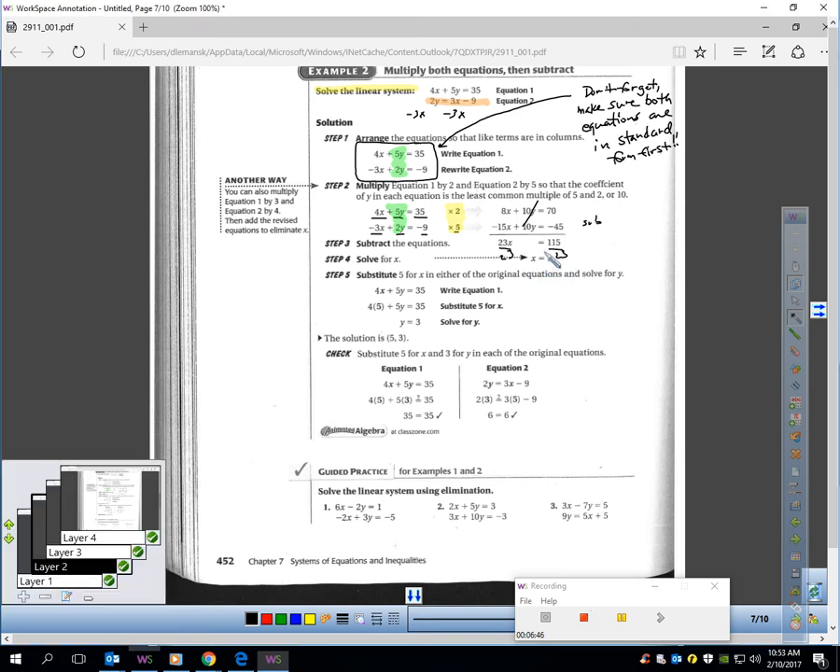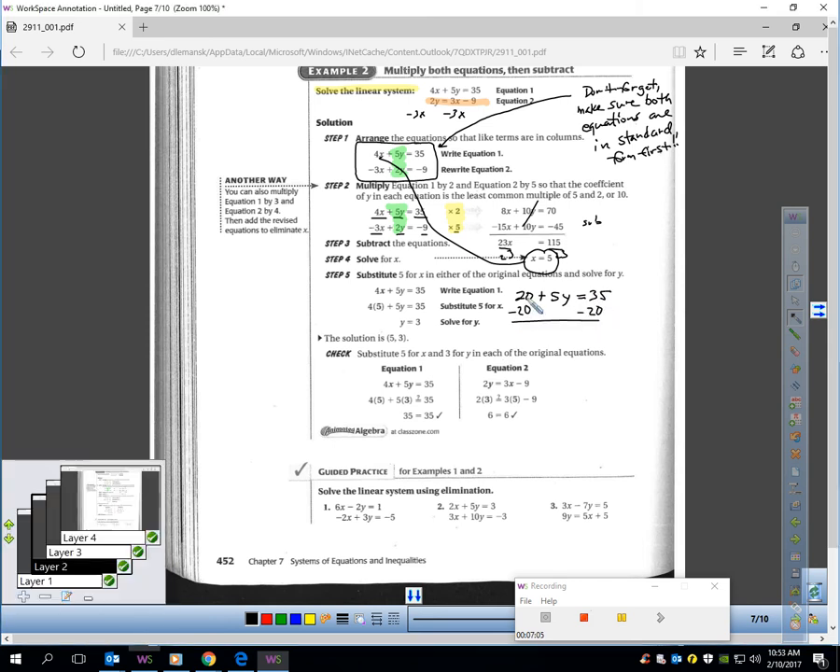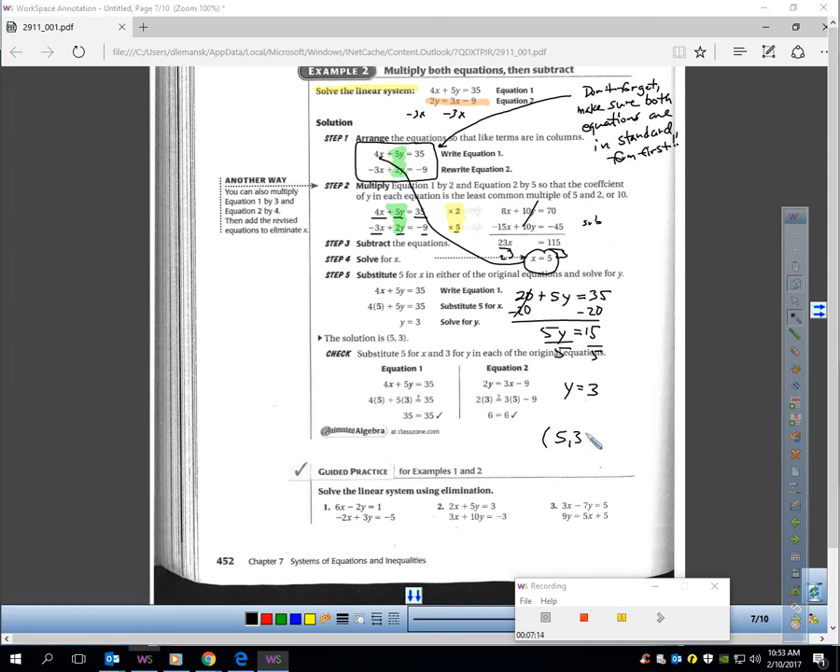Now once x is 5, I can take that, plug it into whatever equation I think is easiest. I think the first one's easiest. There's no negatives in there. 4 times 5 is 20, plus the 5y equals 35. I can take away the 20, and 5y equals 15, and I can divide by 5, and y is 3. I think my answer is 5, 3.